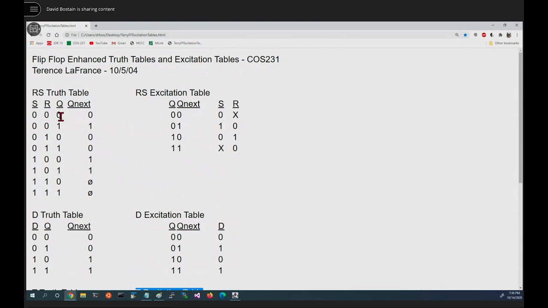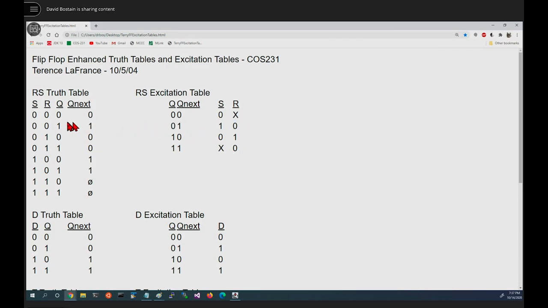If Q is currently a zero, and we want it to remain a zero, which is here, what values do S and R have to be? Well, S needs to be a zero, but it doesn't matter what R is, because both those rows yield the same effect. Q started as a zero and wound up a zero. So if we grab both those rows, we see that S has to be a zero, but it doesn't matter what R is. The same thing is true of the next guy, 0, 1.